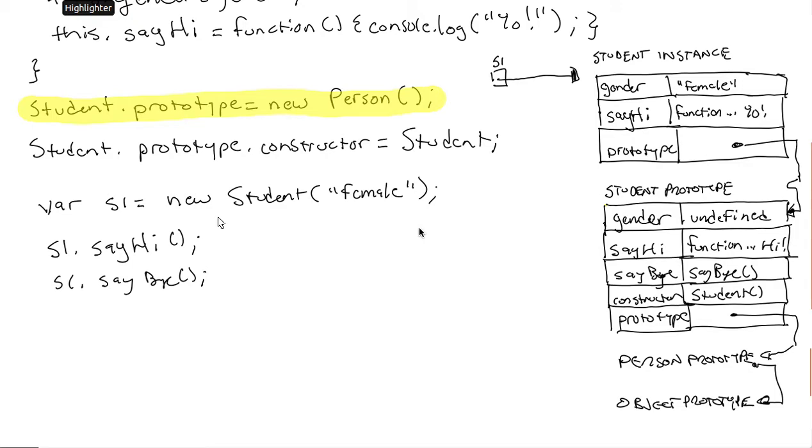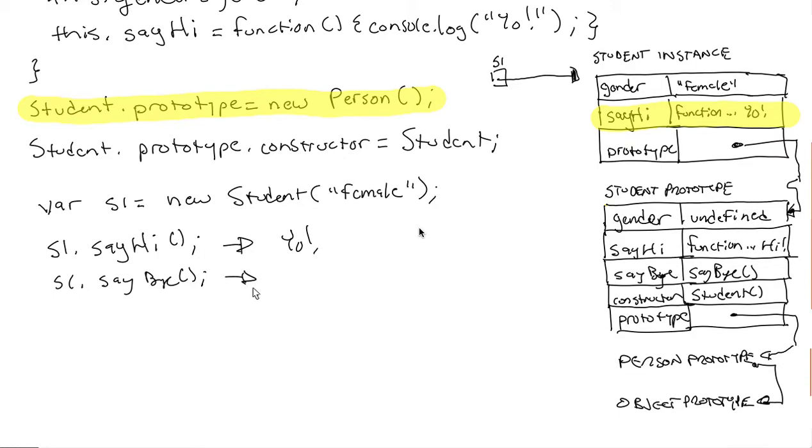When you do s1.sayHi, what's going to happen is we're going to follow the sayHi method starting at s1, and we're going to look for the first time that we get a hit with sayHi. And it turns out that we're going to get a hit with sayHi when we look at the student instance. All right. So what's going to happen is this is going to say yo.